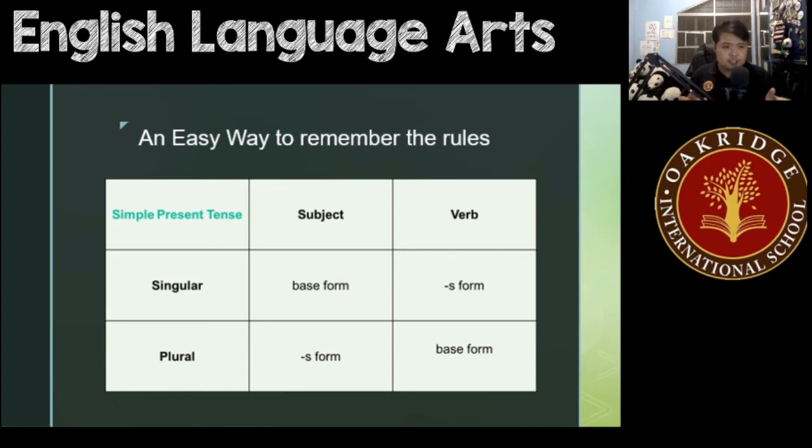Now, here in this chart, you have two rows and two columns. One column would be the column for the subject, one column for the verb, one row would be singular, and another for plural. So here's how it works, guys, right?